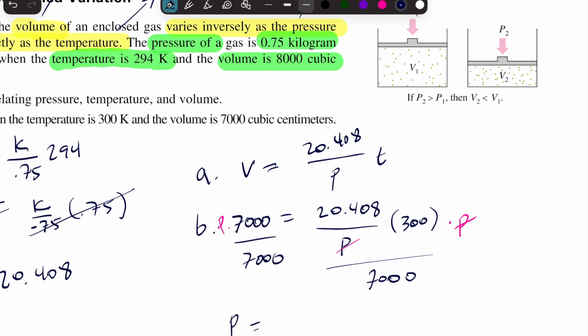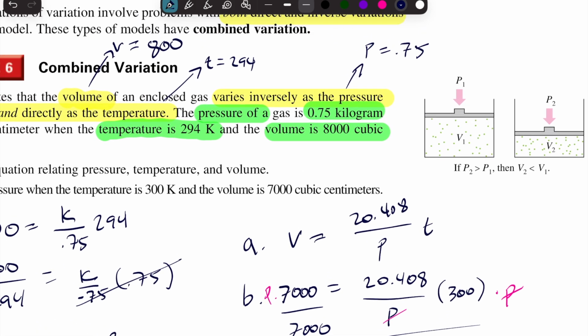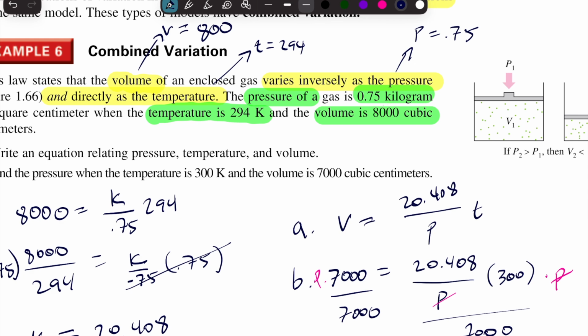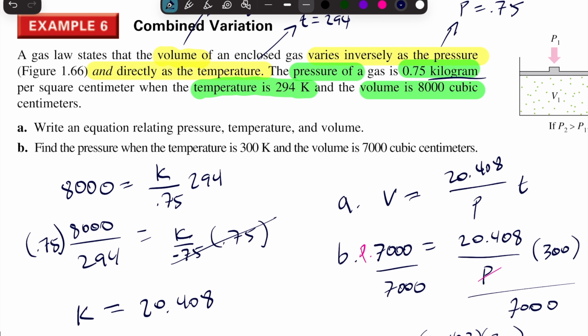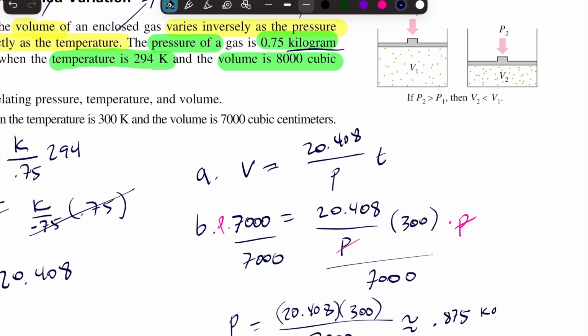So P is 20.408 times 300 divided by 7,000. Pop that in the calculator. We get 0.875. And then for units of pressure, we'll just go back up here and note that the original pressure they gave us was in kilograms per square centimeter. So that's what the units need to be on my answer, kilograms per square centimeter.